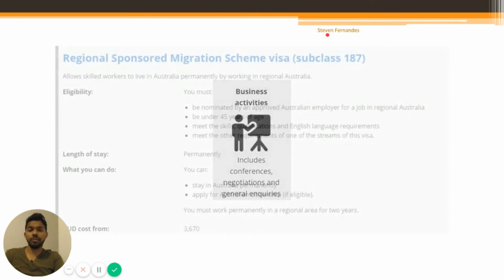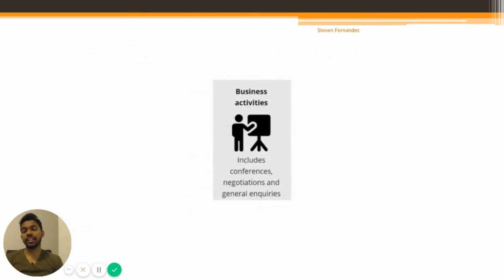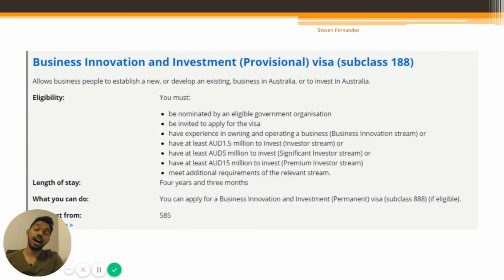All right. Okay. This is another slide that I'll go through. So you also have business activities. This includes conference, negotiation, and general inquiries. But you can also migrate to Australia if you're a very successful entrepreneur and if you made a lot of money. You can be eligible to apply.